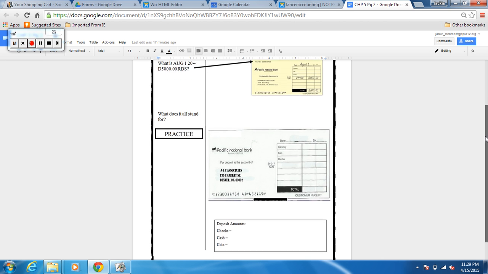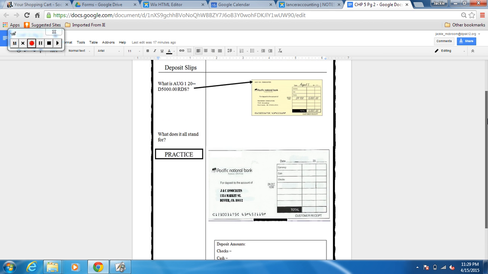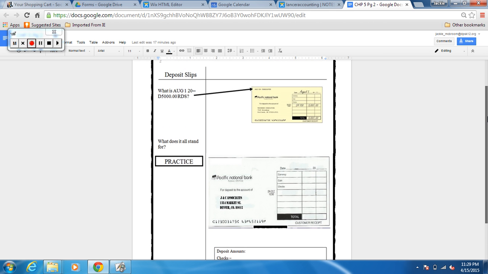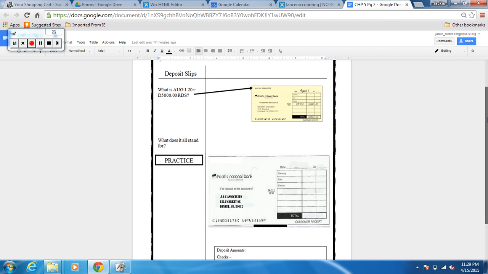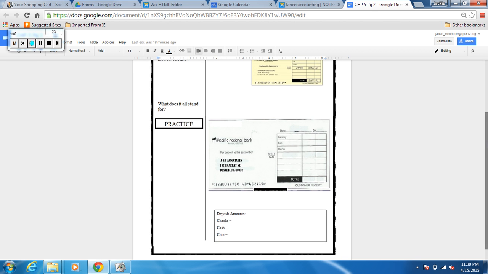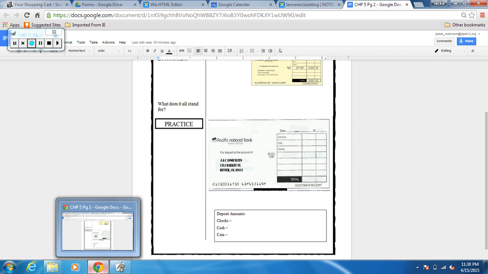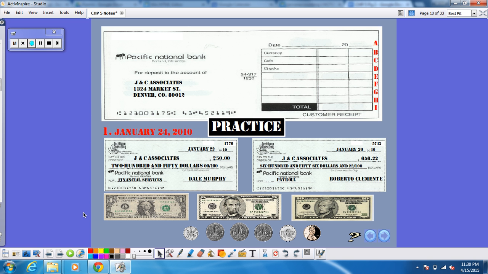So here's what I want you to do. Now using your page 1 notes, because I showed you on page 1 where everything goes on a deposit slip. We did an example at the beginning of class today. So we're going to see how well you can fill out a deposit slip now. So here's what we have. This is the practice. You have a blank deposit slip up at the top, and here are the items that you are going to be depositing into your bank using the deposit slip that you have.